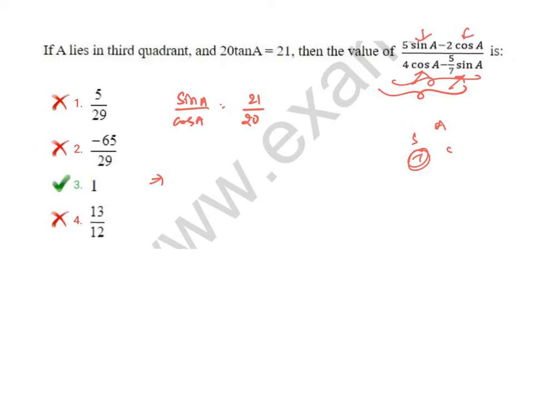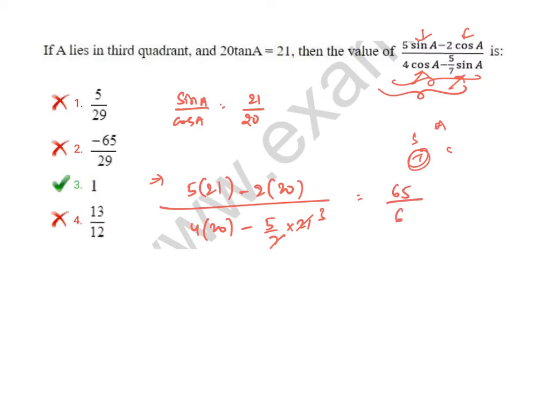So sin is nothing but 21: 5 into 21 minus 2 into 20. Cos is 20: 4 into 20 minus 5 by 7 into 21. So you got 105 minus 40, which is 65. You got 80 minus 15, again 65. So even if I substitute minus 21, minus 20, minus 20, minus 21, it's going to be the same. We don't care about the sign because it's a homogeneous expression. So the answer is 1.